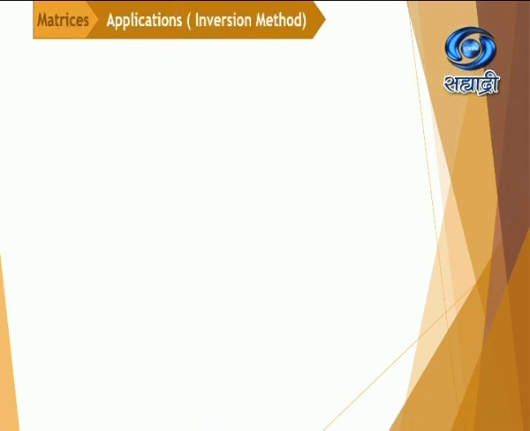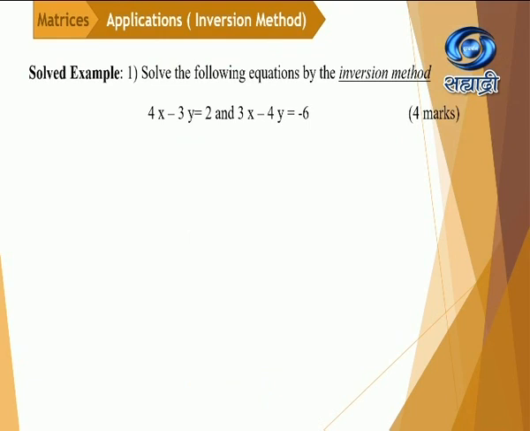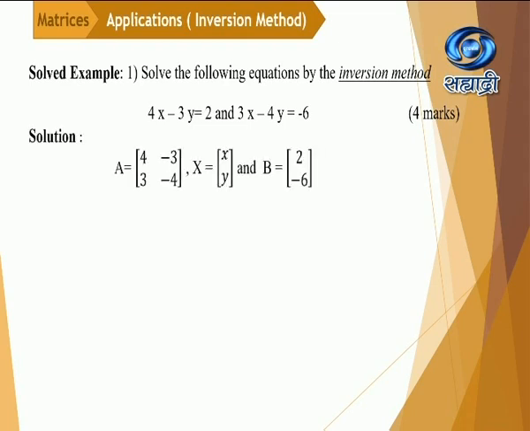Let us do an example depending upon the inversion method. Question is like this: solve the following equations by the inversion method. Even in the examination, if it is asked for the inversion method, you have to apply the inversion method only, and if it is asked by using the reduction method, you have to use the reduction method. This example is of 4 marks. There are two linear equations in two unknowns, 4x minus 3y equal to 2 and 3x minus 4y equal to minus 6.